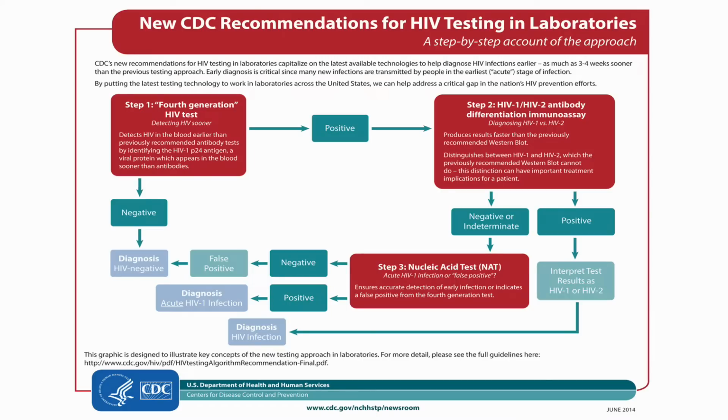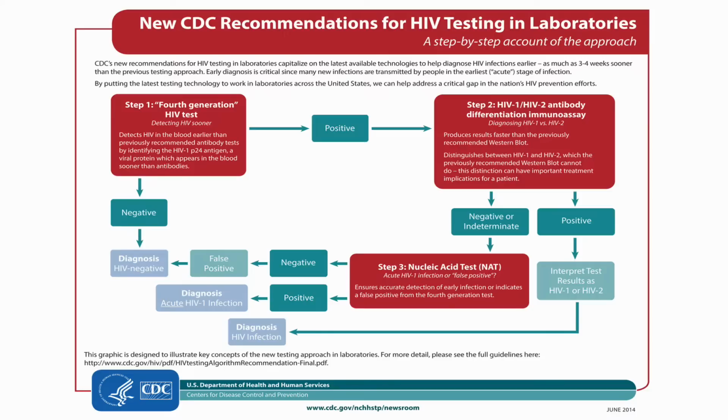The first step to order is a fourth generation HIV test. If there is a positive result on a combination assay, order an HIV-1 and HIV-2 antibody differentiation immunoassay. If the HIV antibody is positive for HIV-1 or HIV-2, then the HIV infection is confirmed.